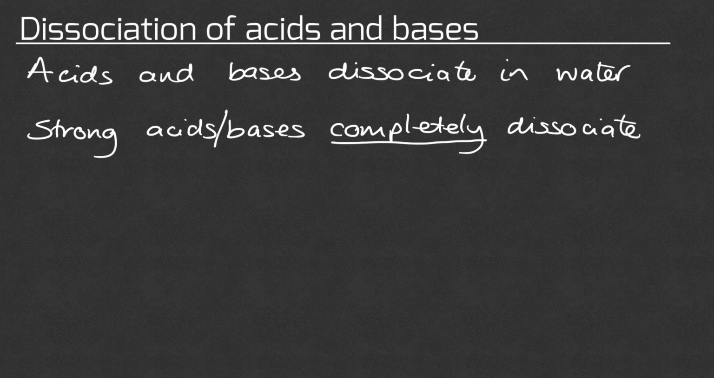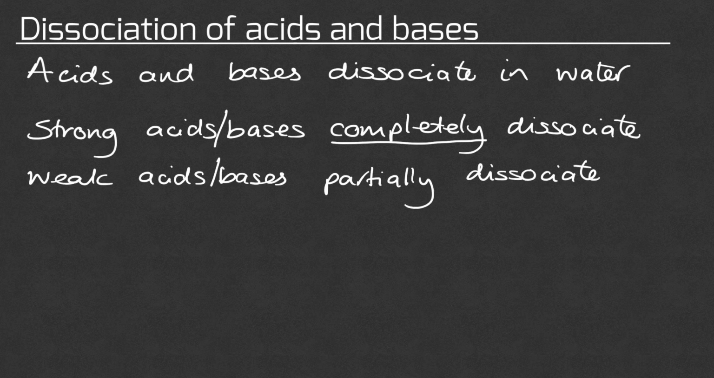Strong acids and bases will completely dissociate. This means that pretty much every acid or base molecule will split apart into the H+ or the OH- and whatever the other ion is. Weak acids and weak bases only partially dissociate. They form an equilibrium with their salt. The equilibrium will usually lie quite far in the direction of the acid or the base, so not very much H+ or OH- will be liberated.